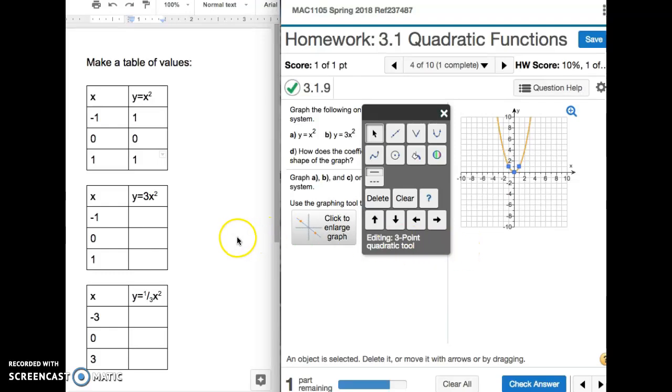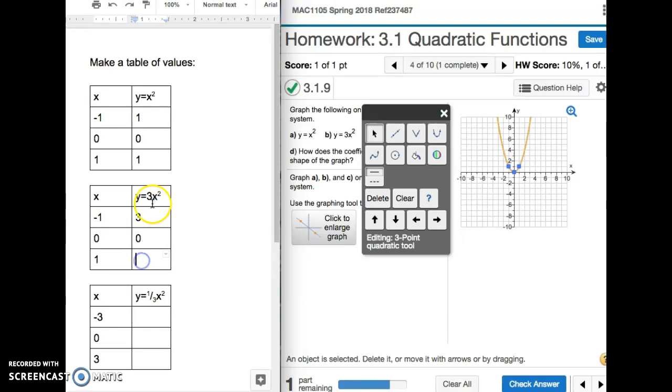Now I'm ready to graph the second one, which is y equals 3x squared. By plugging in -1 and squaring, I get positive 1, times 3, I get 3. Plugging in 0, I get 0. And plugging in 1 for x, I get 3. So those are the 3 points I'm going to use. Again, picking up my 3-point quadratic tool, I plot one point at (-1, 3), another point at (0, 0), and another point at (1, 3).